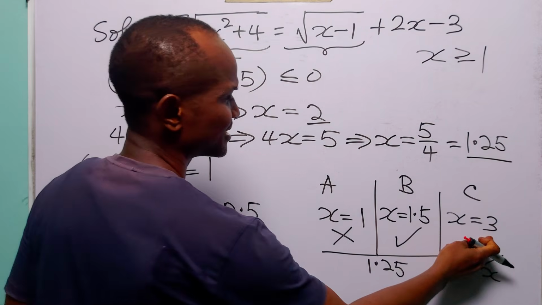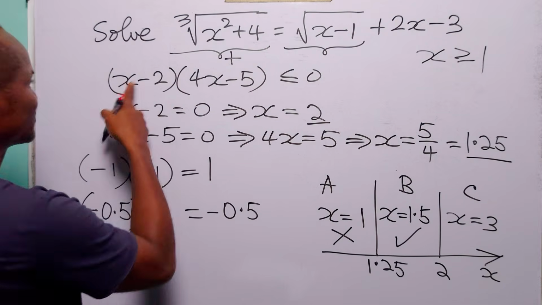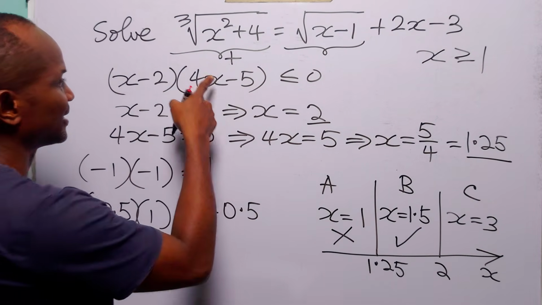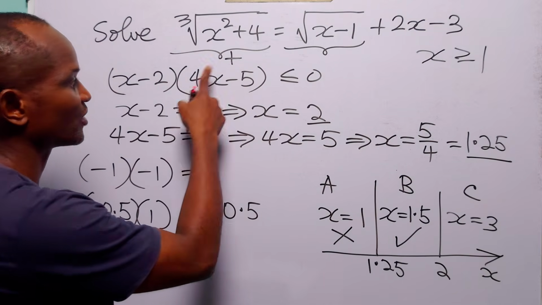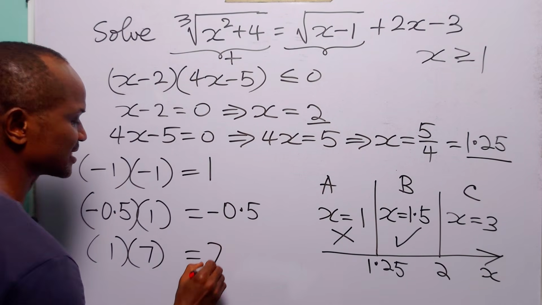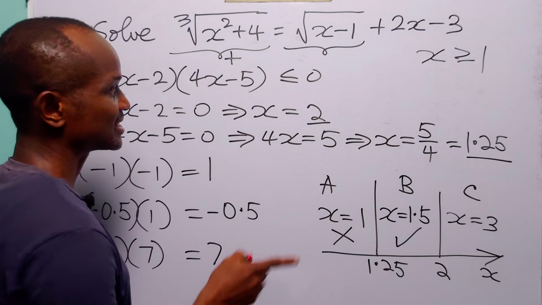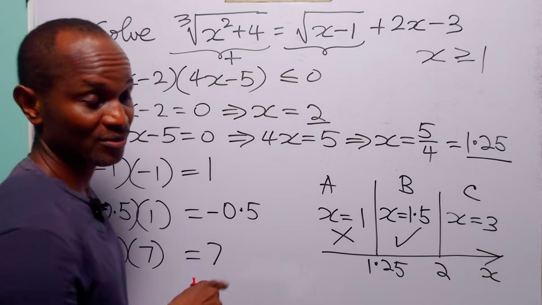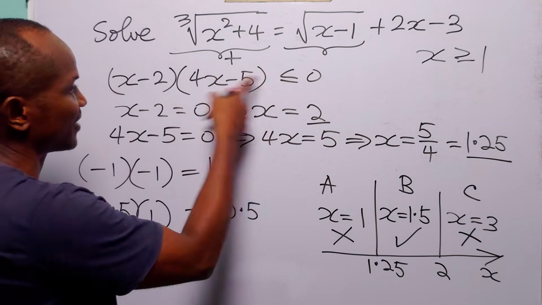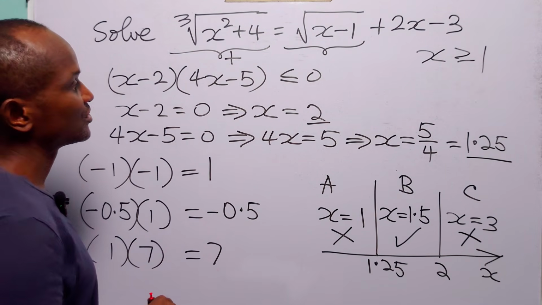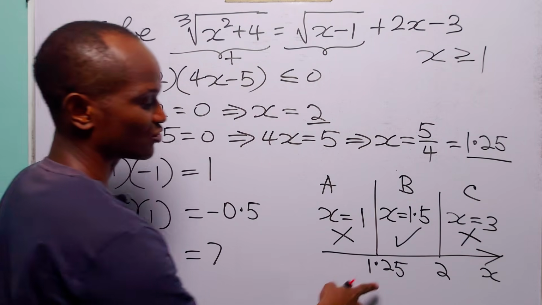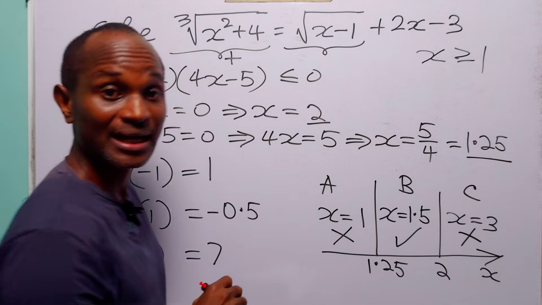And finally, when x is equal to 3, we have 3 minus 2, which is 1, multiplied by 3 times 4 is 12. 12 minus 5 is 7. 1 times 7 is 7. Now, 7 is not less than 0. So values of x in region C do not satisfy this inequality. So the only values of x that satisfy this inequality lie between 1.25 and 2.